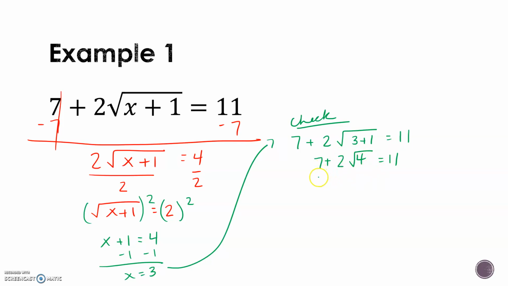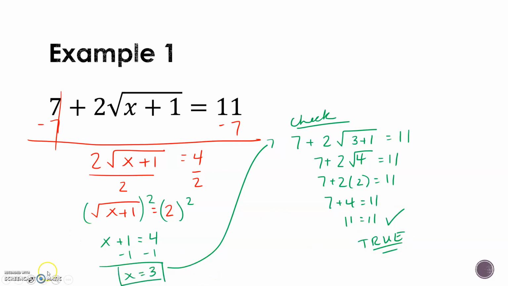Now it's 7 plus 2 times the square root of 4, which is 2. So then this is 7 plus 2 times 2, which is 4. And 7 plus 4 is 11. And 11 is equal to 11. You get a true statement here. That means x equals 3 is your solution.